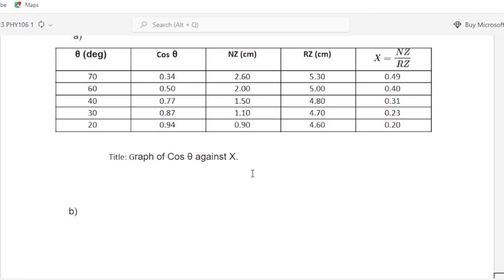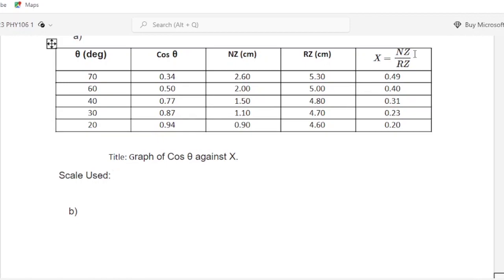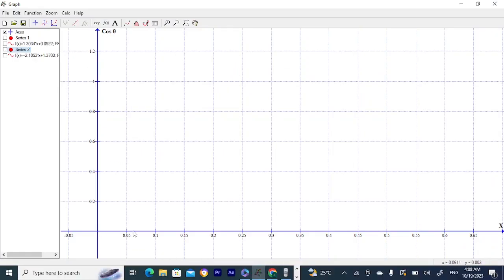Let's get scale used. So what's my scale? Again, I'll go back to my graph sheet. From here to here, we said it's called a unit. So let one unit represent, from all of this, I can see this as 0.05. Observe that I'm having x. X has no SI unit, because for x, I'm dividing nz, which is in centimeters, by rz, which is also in centimeters. So it becomes centimeters at the numerator divided by centimeters at the denominator. They both cancel out, so there's no SI unit. So hence, from here to here, one unit represents 0.05 on the x-axis.